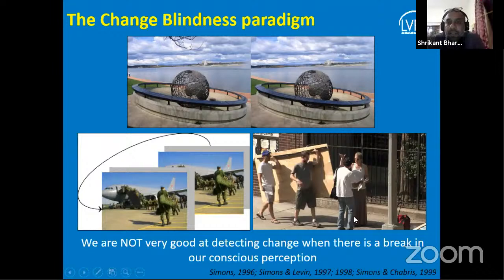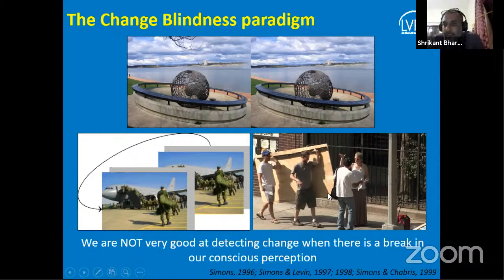The third is a real-world application of this phenomenon, and here is a typical scene where an individual is asking directions of a lady on the road, and while this lady is explaining the directions, these two guys, on purpose, walk between them with this wooden board.